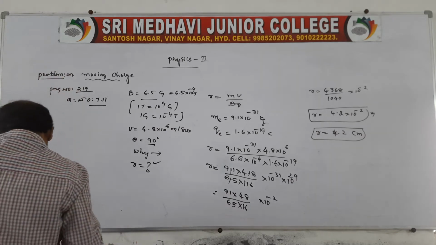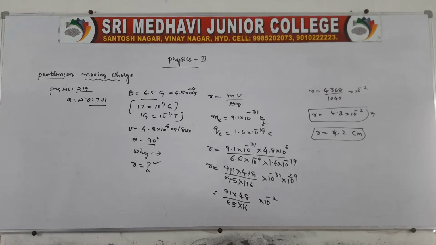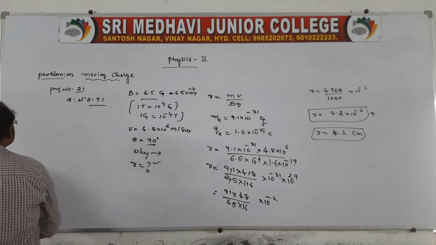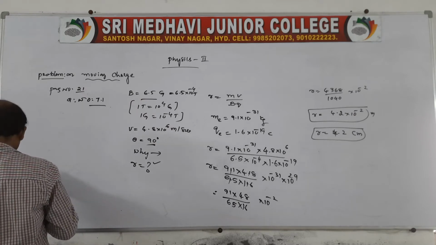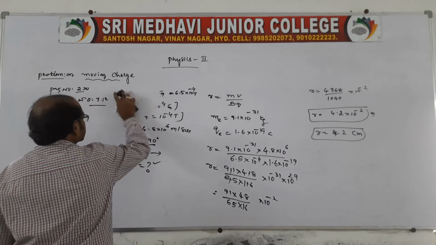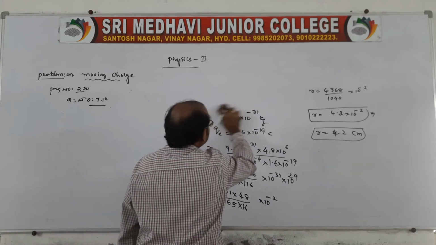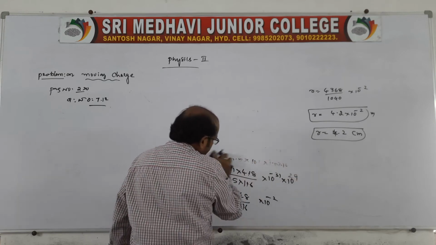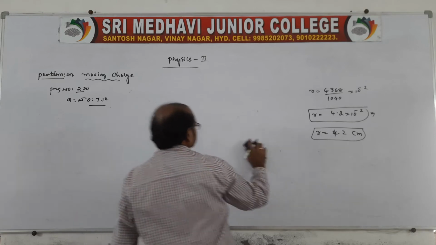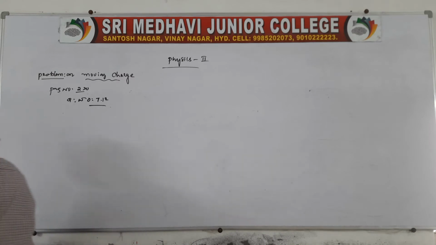Now let us move to the next problem, 7.12. Take the next page, page number 220, question number 7.12. Again read the question and write the given data, what is given, and what is being asked. Everyone write the given data first. Look at what is given.